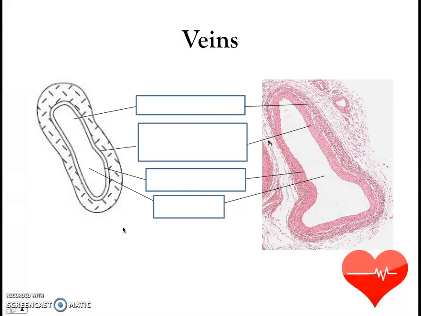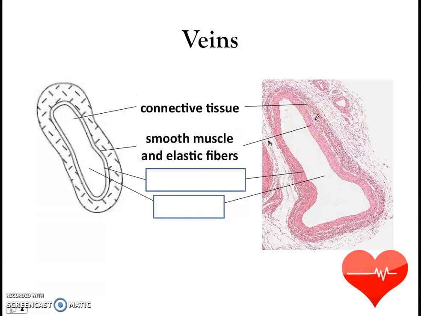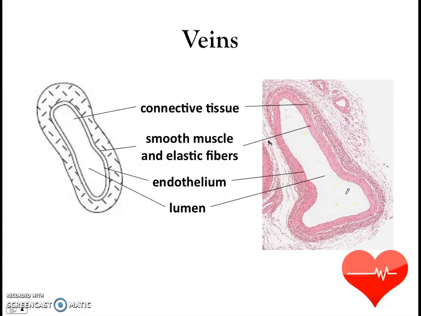Now the names of the different layers in the vein are exactly the same as the names of the different layers in the arteries. So the outermost layer is the connective tissue. Then inside the connective tissue we have the elastic fibers and the smooth muscle. And then the one cell thick layer here is called the endothelium, and the space where the blood flows through is called the lumen. Once again, lumen, not hole.